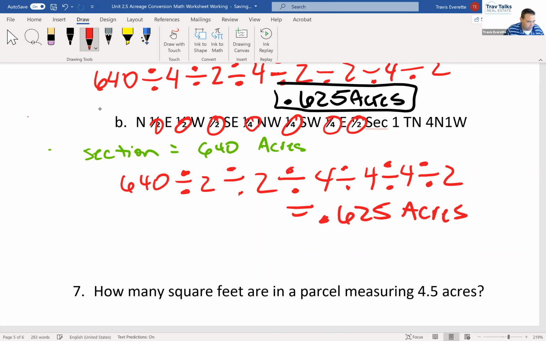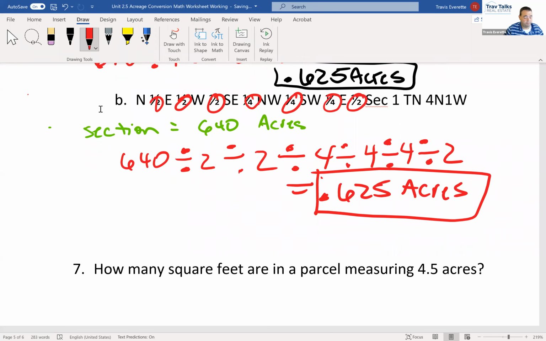I'm going to check it one more time just to be careful. 640. Divided by 2, divided by 2, divided by 2, divided by 4, divided by 4, divided by 4, divided by 2, 0.625 acres. Yep, we're good to go. That's all there is to those questions. Okay, that's a government rectangular survey.